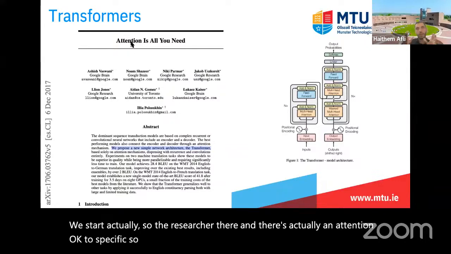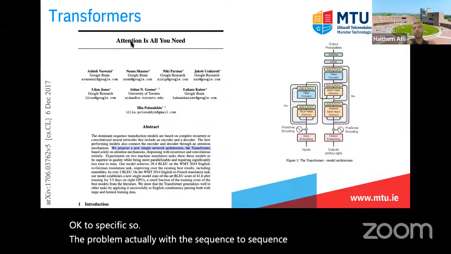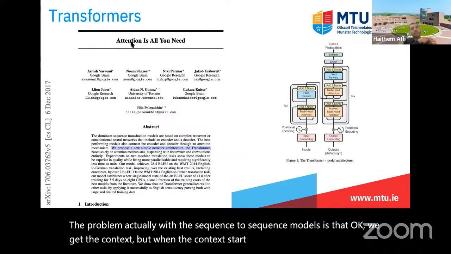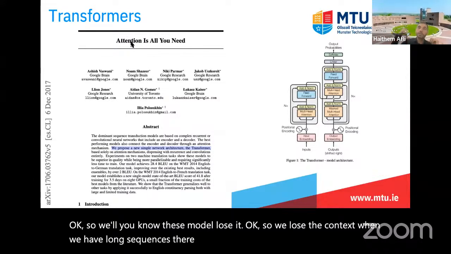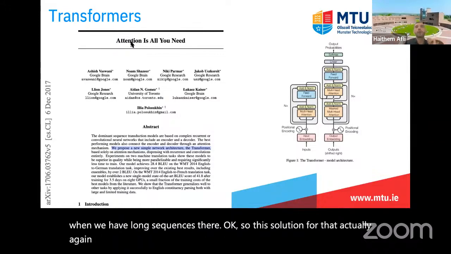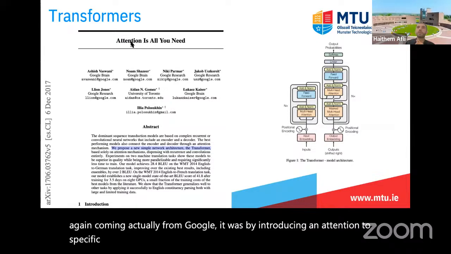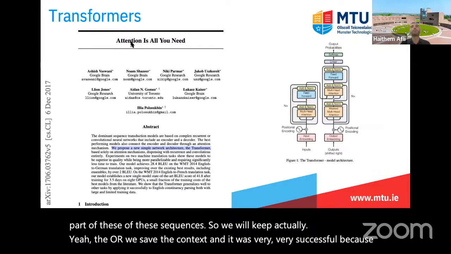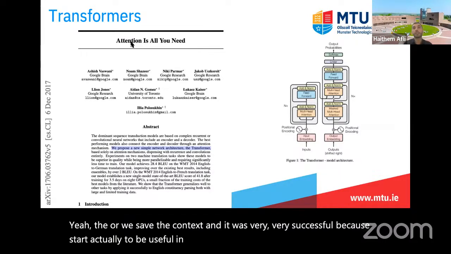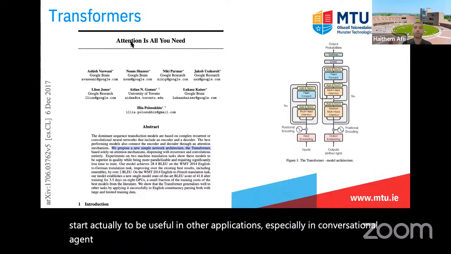So the problem with sequence to sequence models is that we get the context, but when the context starts to be long, these models lose it, so we lose the context when we have long sequences. The solution for that, again coming from Google, was introducing attention to specific parts of these sequences. So we save the context, and it was very, very successful because it started to be useful in other applications, especially in conversational agents or conversational models.